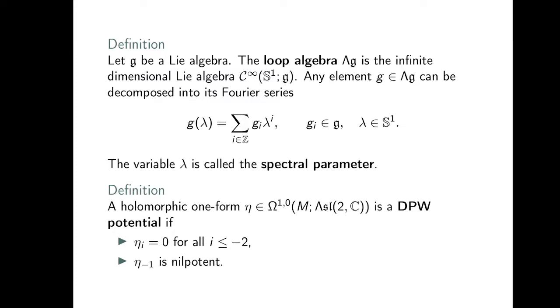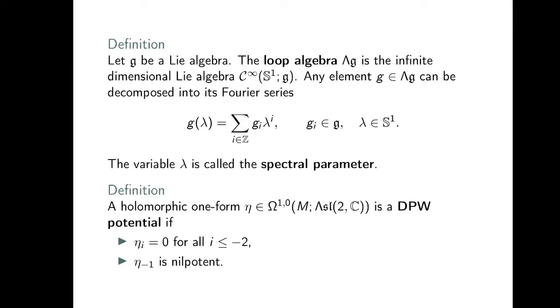This is sufficient for us to define what is an admissible DPW potential for the DPW method. A holomorphic one-form eta from a Riemann surface M to the loop algebra lambda so(2,C) is an admissible DPW potential if these two conditions are satisfied. First, if you expand the potential into a Fourier series, you must have only powers of lambda which are greater than -2. So the worst you can have is lambda inverse. Secondly, the coefficient in front of this lambda inverse must be a nilpotent matrix.